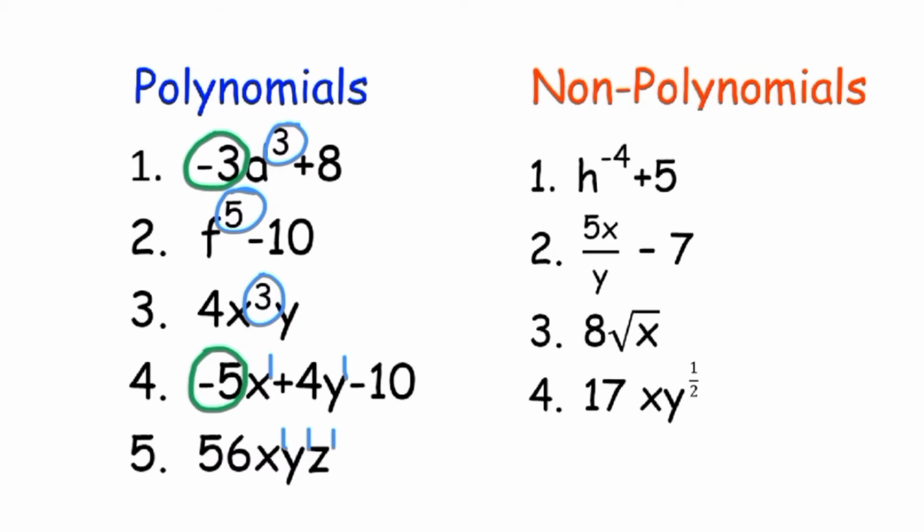How about in the set of non-polynomials? In number 1, there is a negative exponent, while in number 2, polynomials cannot have variables in the denominator. And number 3, polynomials can't have variables inside the square root or radical sign. And last, number 4, there's a fraction exponent, because the inverse of y raised to 1/2 is the square root of y.